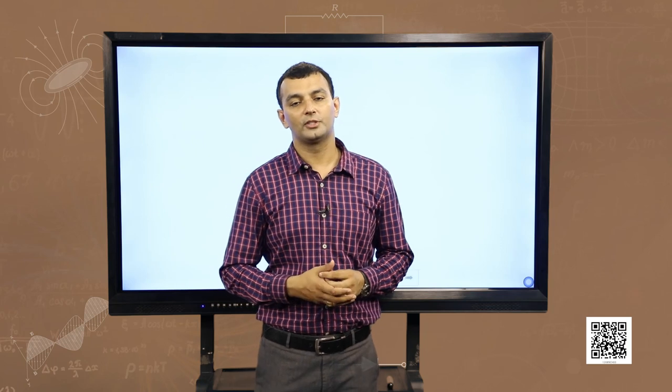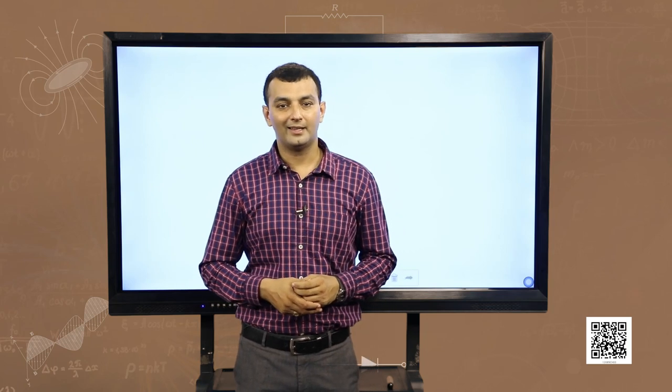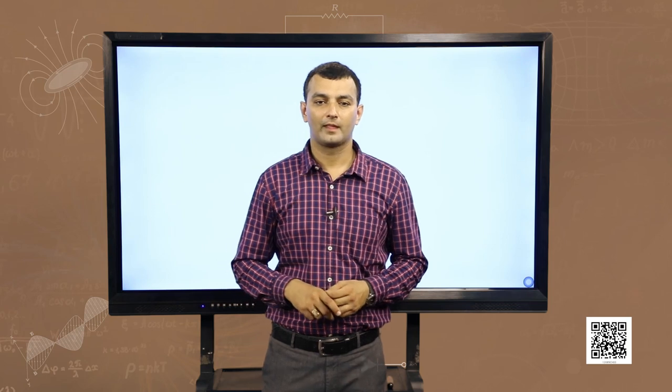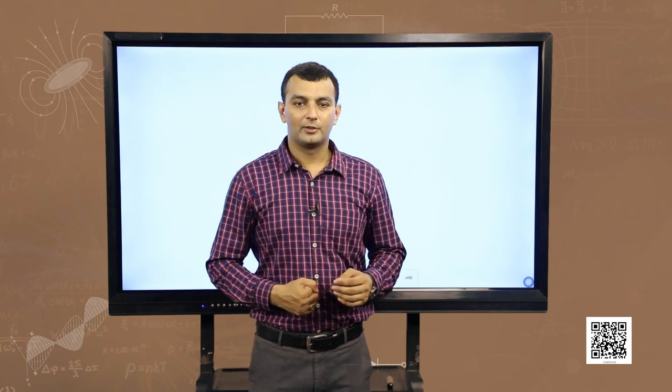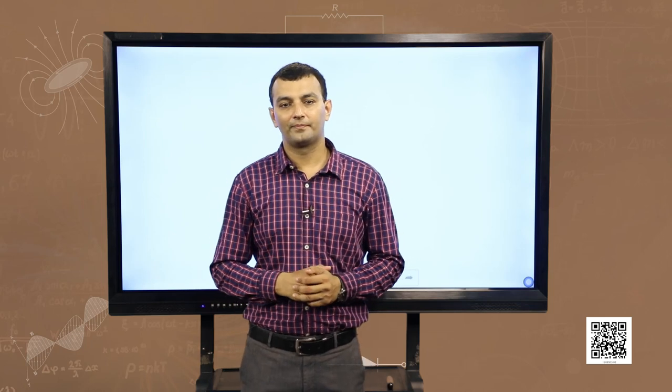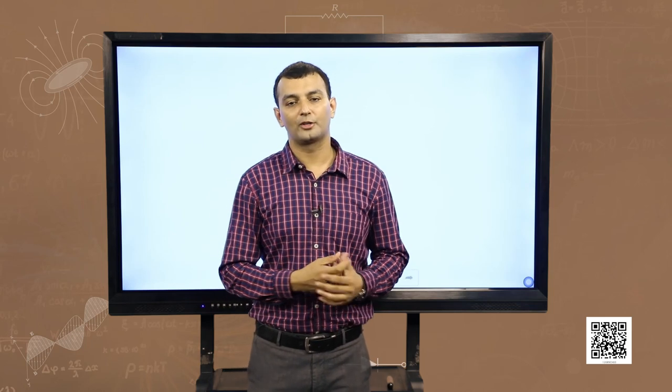So, our topic of discussion in this class is a cell and its parameters. We have already mentioned that a simple device to maintain a steady current in an electric circuit is an electrolytic cell.